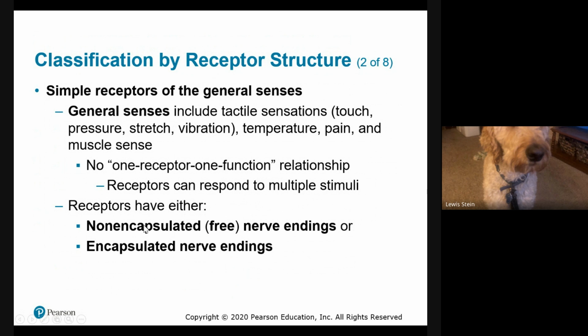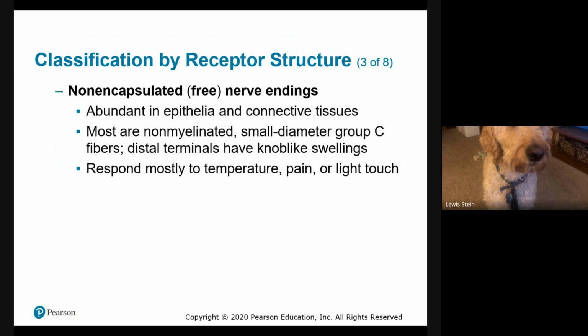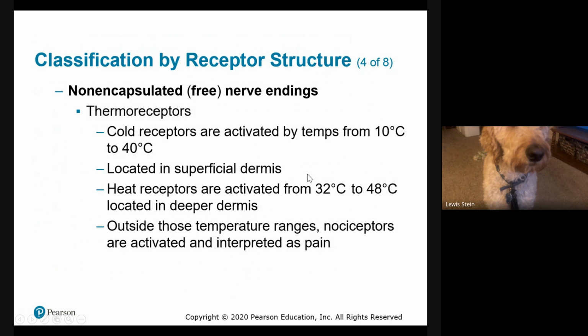There are a lot of different ways to classify them, and I'm not going to hold you to this. You either have ones that have specialized structures we call encapsulated, which are a little more sophisticated, or ones that are just free nerve endings. Typical hot, cold, sharp, dull pain are free nerve endings. So the non-encapsulated, relatively small: temperature, pain, light touch. Deep touch is typically encapsulated.